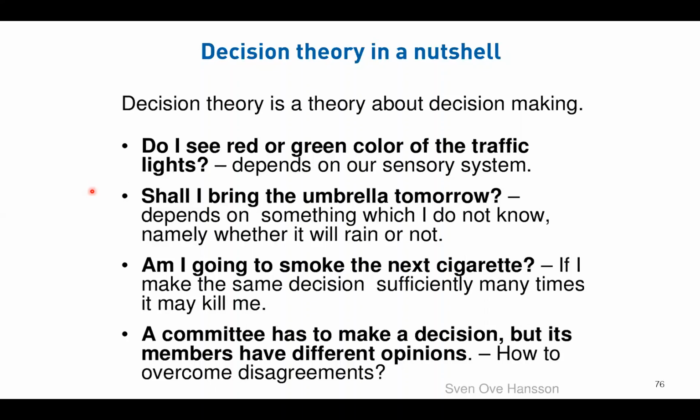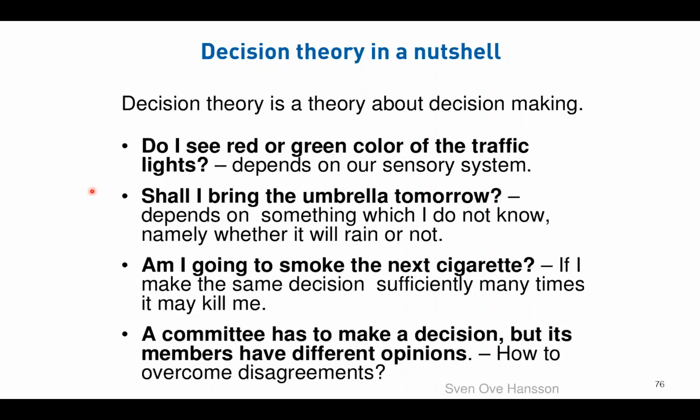The third example: am I going to smoke the next cigarette? Here, if I make the same decision sufficiently many times, it will kill me. Supposedly I already smoked 10 cigarettes. Am I going to smoke the next, right? So this depends a lot on how many cigarettes I have smoked previously, and then I will make the decision.